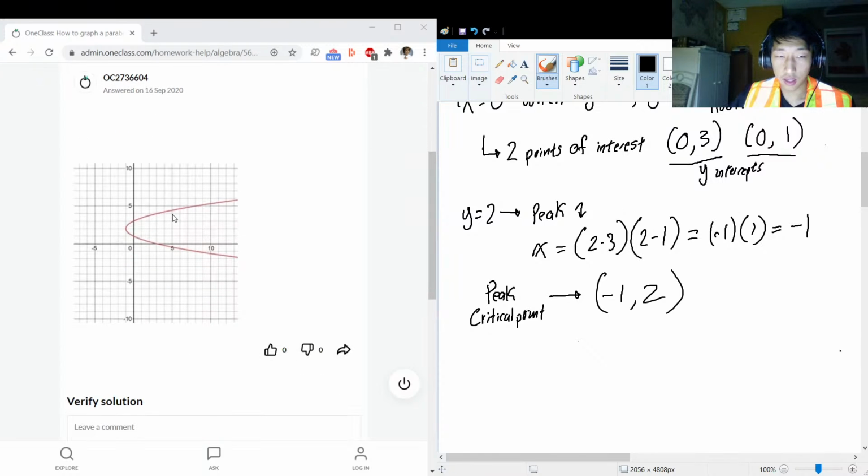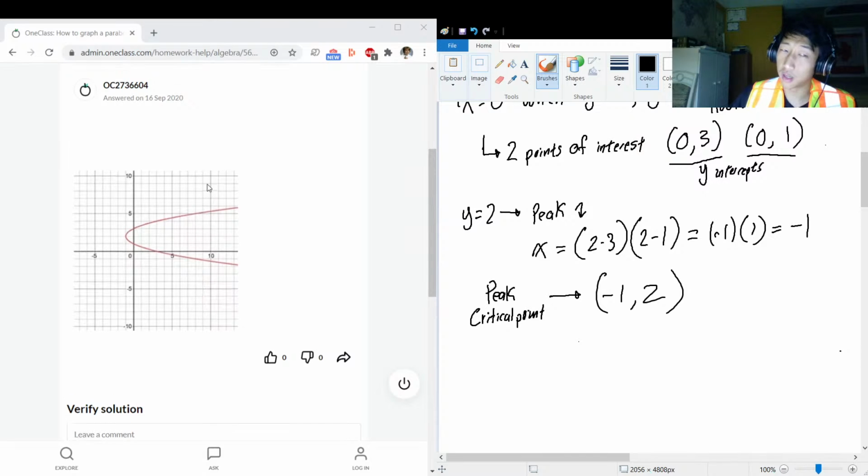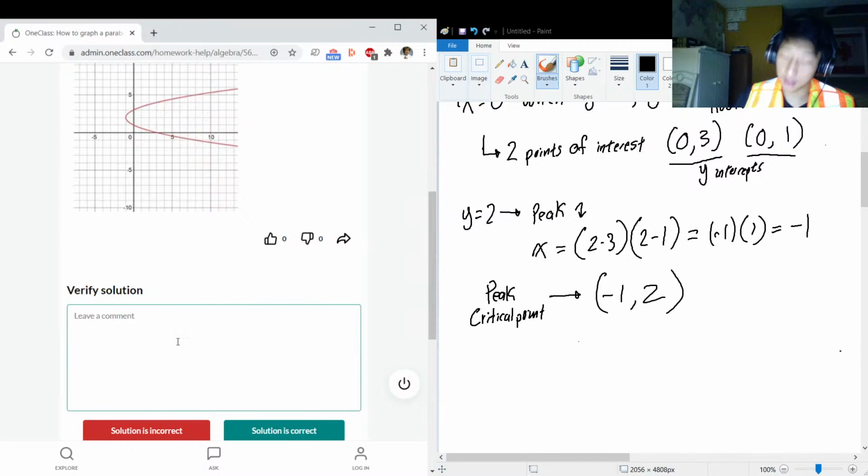Sounds good. Now this solution, it looks right. So we do have our points like x equals 0, y equals 1, x equals 0, y equals 3, and x equals negative 1, we got 2. Those are our points of interest. They appear on the graph that they gave, so that's good. I just think this explanation could use more explanation on how this could be done by hand.